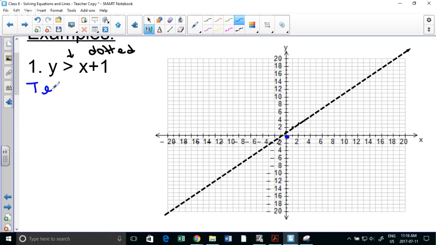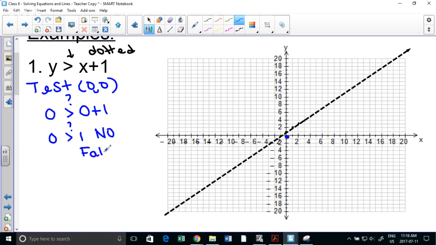So test 0, 0. Meaning that if I plug in y is 0, is this going to be greater than or equal to 0 plus 1? So I put a question mark over because I'm testing. Is 0 greater than 1? No, this is false. So 0, 0 does not work.